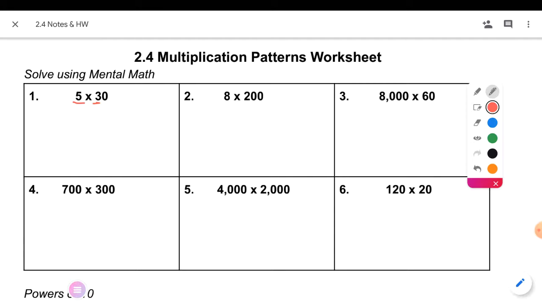You take 5. 5 times 3 is? 5 times 3 equals 15. Okay. And then you add a 0. Okay, why did you add a 0? Because there's a 0 in the problem. Because there's a 1 0 in the problem.